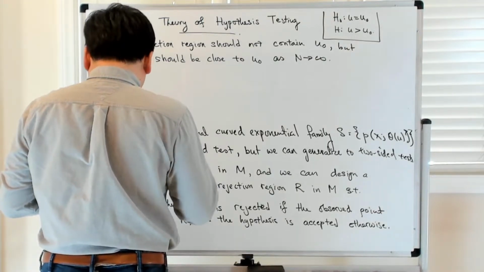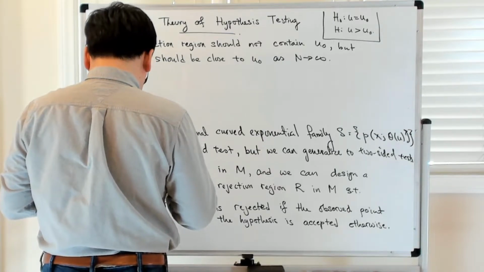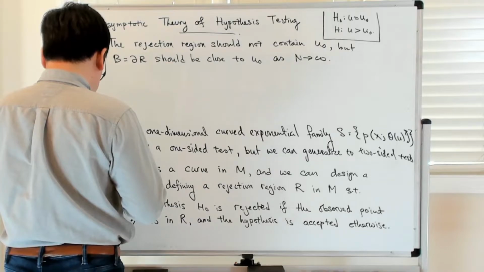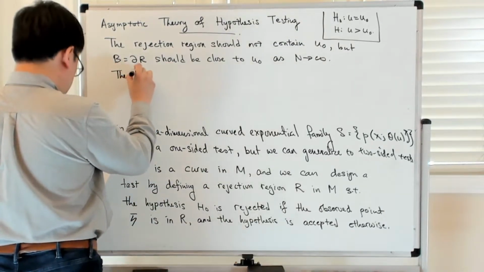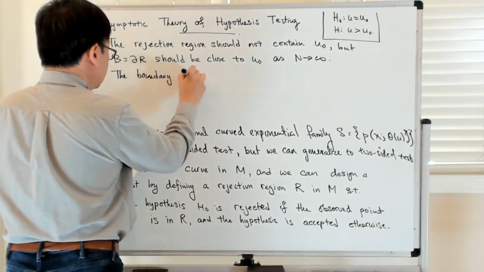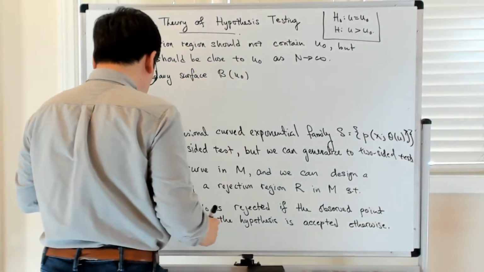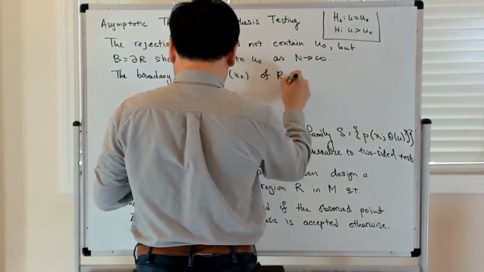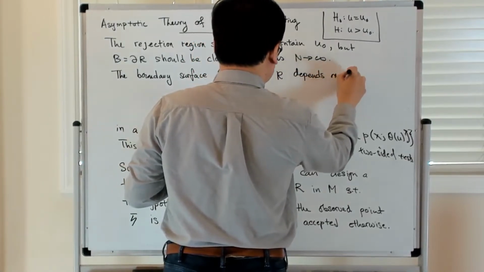All right. So let's see now. The boundary surface, let's call that B, of R, depends on U0, on the null hypothesis.